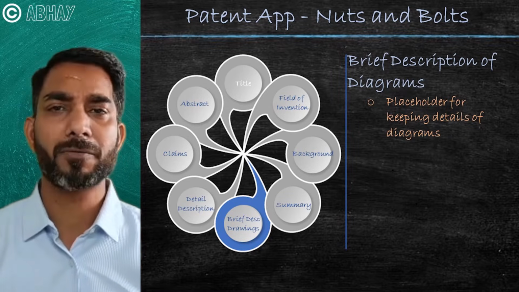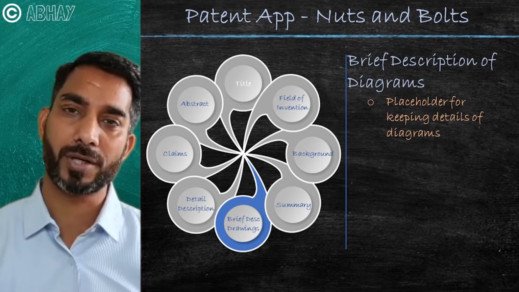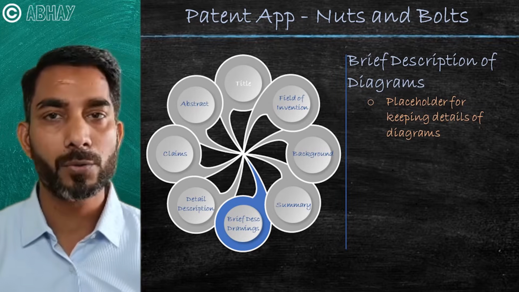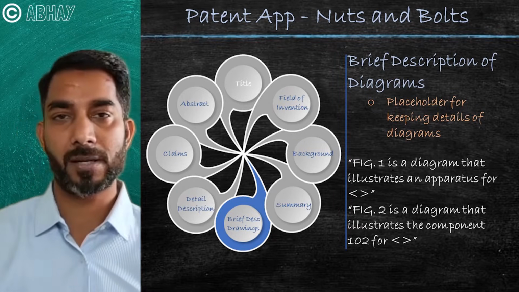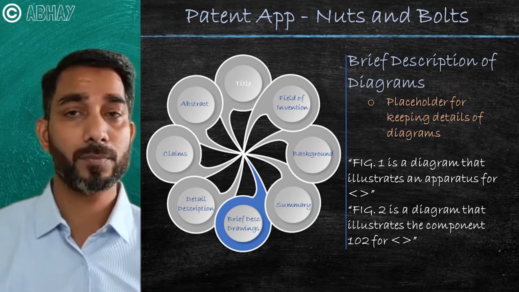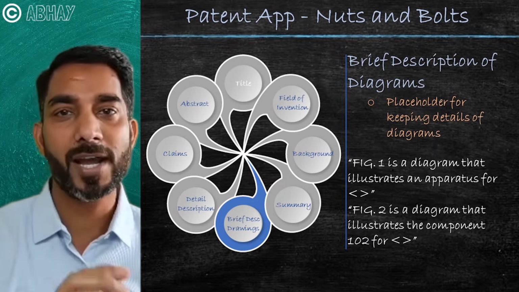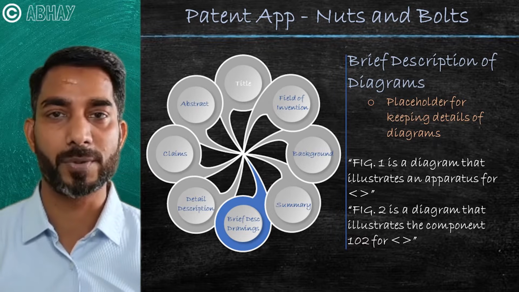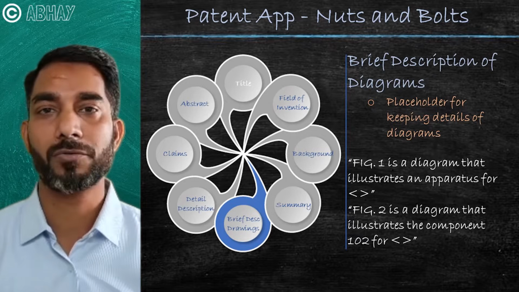There could be multiple figures which would be provided to you. You just need to take the headings of those figures and put it here. How do we put it? So figure 1 is a diagram that illustrates an apparatus for. Figure 2 is a diagram. So all this is copy pasted from the question itself. The question would have one of these languages. So as many figures are there, you put as many lines for those figures.